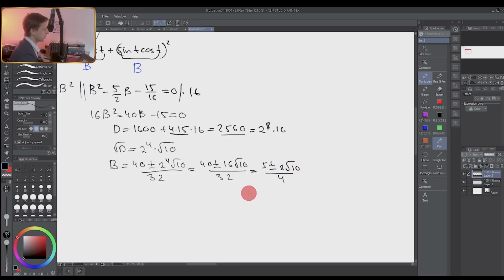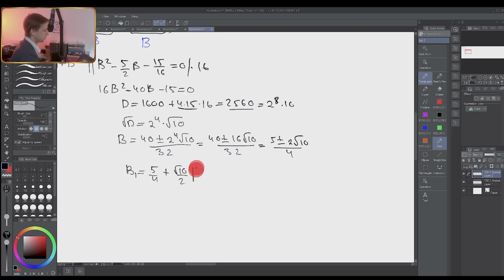And what personally I would do, I would separate numbers on the top, and I would have one value of b. For example, b1 is 5 over 4 plus square root of 10 over 2. I just separated it, and so you obviously understand what's happening here. So, and b2 equals 5 over 4 minus square root of 10 over 2. Here are two possible values of b.